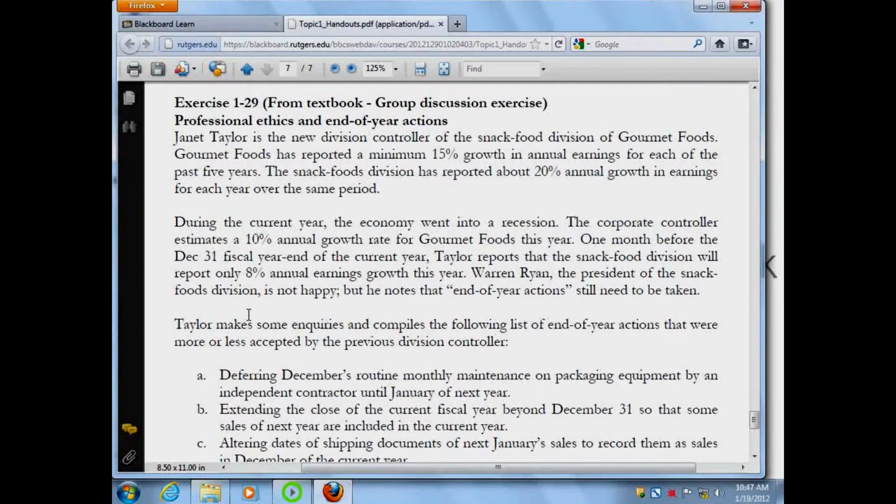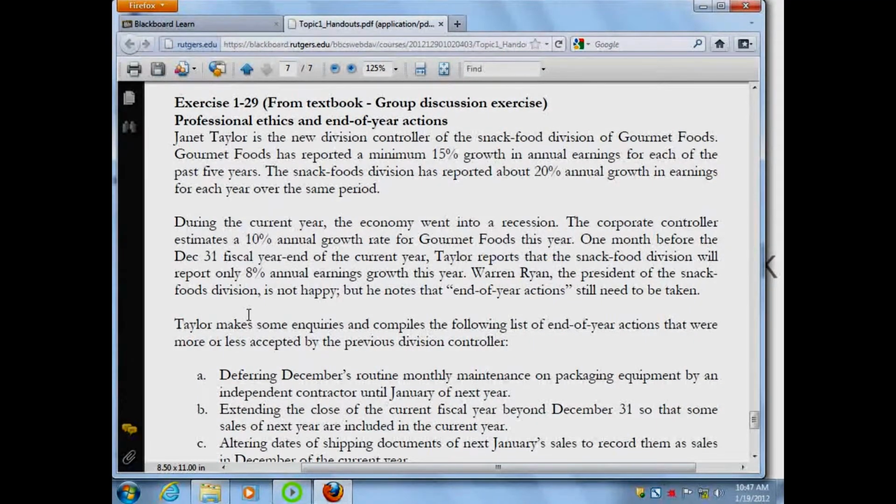Now, during the current year, the economy went into a recession. The corporate controller estimates a 10% annual growth rate for Gourmet Foods this year. So our growth rate is going to drop. One month before the fiscal year end, which is December 31st, Taylor reports that the snack food division will report only an 8% annual earnings growth. So we're going to grow a little bit less than the corporate average. Warren Ryan, the president of the snack food division, is not happy, but he notes that certain end-of-year actions still need to be taken.